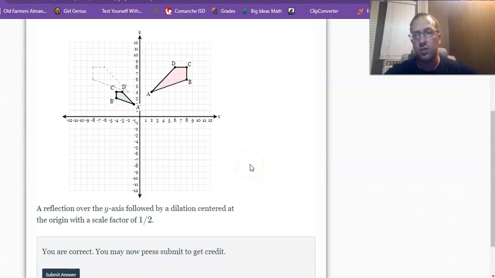And there it is. That works. That's great. Now, I am not going to hit submit on this one. I want to test it. What happens if we change the order on this one? So let's see. We had a reflection over the y-axis and a dilation with a scale factor of 1/2.